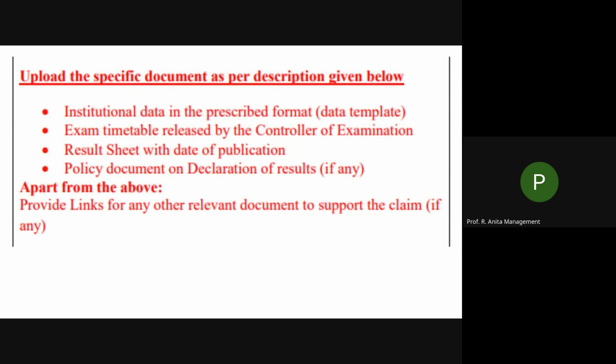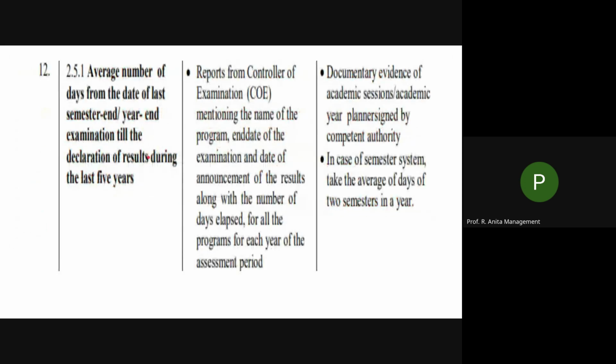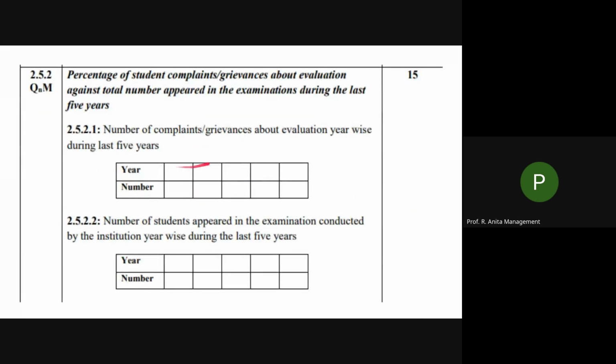And before declaring the results, what is the procedure that you follow? What is the policy document? Like having a result review meeting and having a discussion on the results, and then after that declaring the results. What is the moderation of the marks that you do? And then what is the grace marks that you're going to allot? That policy document also, you should be able to upload it, right?